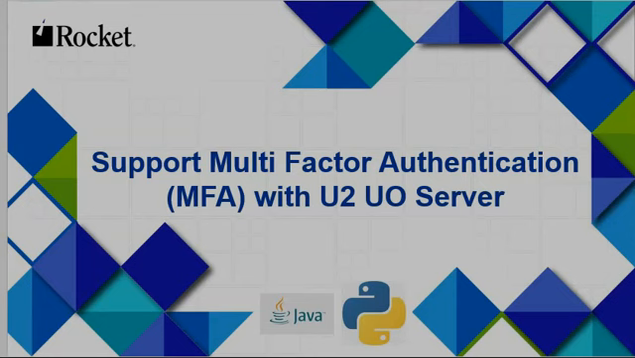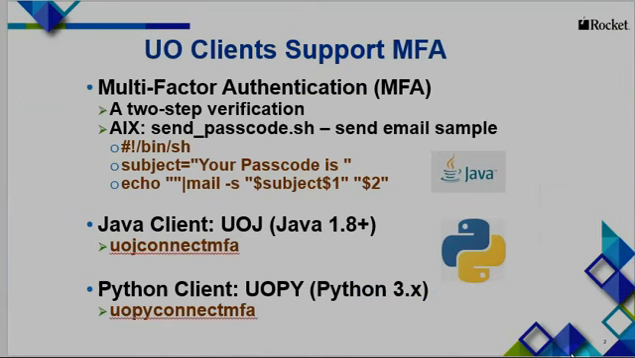So I will provide a simple demo to give an idea of how the UniVerse server can support multi-factor authentication. For this, I will use one AIX system because it already has an environment to send email. I already created a script file, send_passcode.sh, to send the email. You can see the syntax like this. If you use a different platform, you need to modify the program to implement it in your environment.